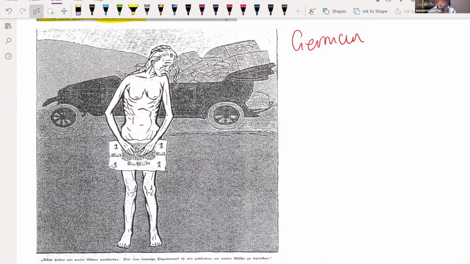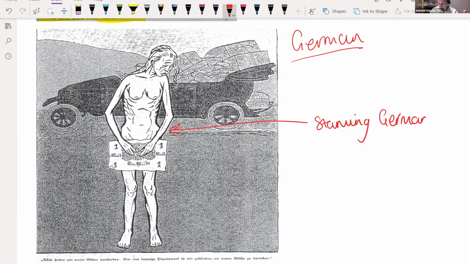Now, this is a German cartoon. Now, this is a completely different message. Again, straight away when you can see this, you can think about what is it showing us, first of all, right? This is a starving German person. Now, straight away, what you need to be thinking of is, what is your contextual knowledge? What is going on here? This is the Allies who are taking Germany's possessions from them.